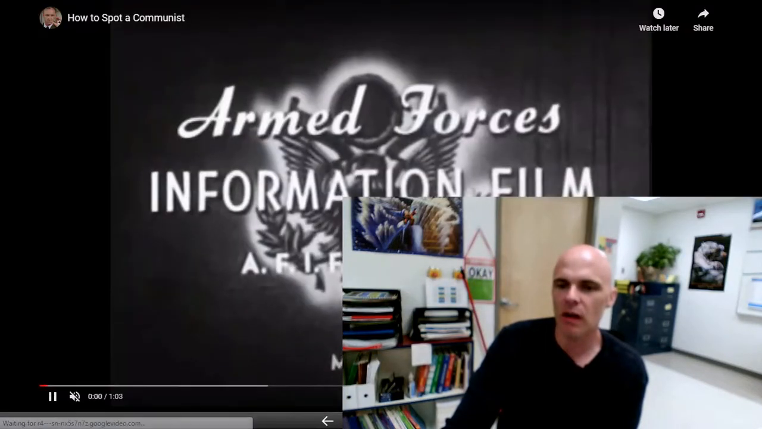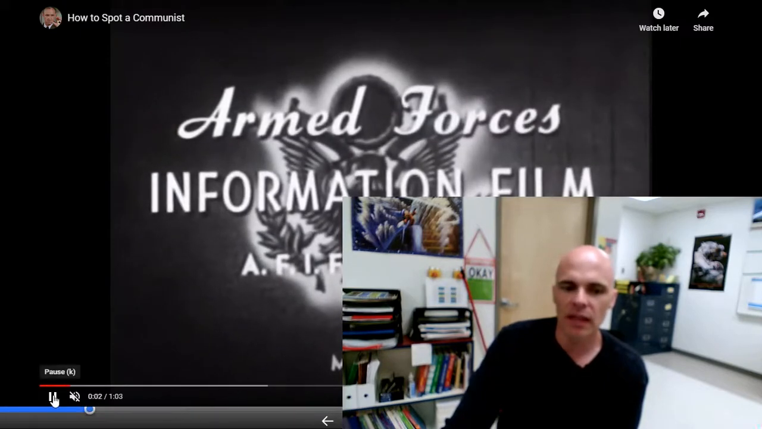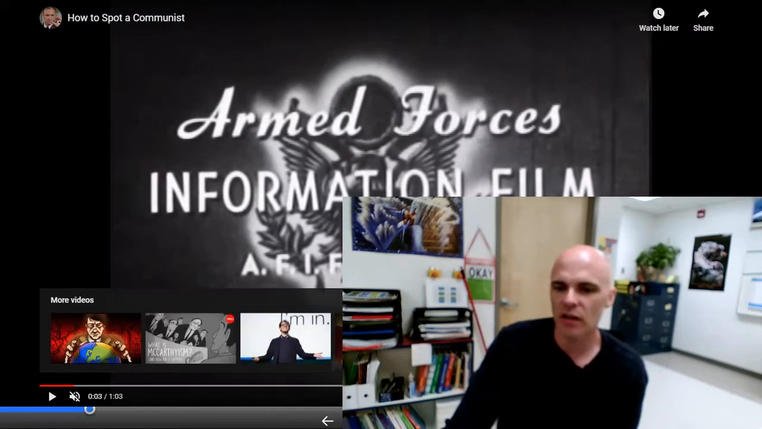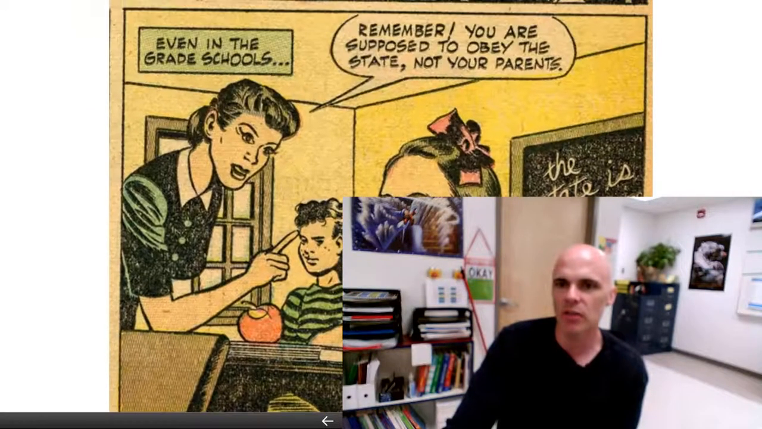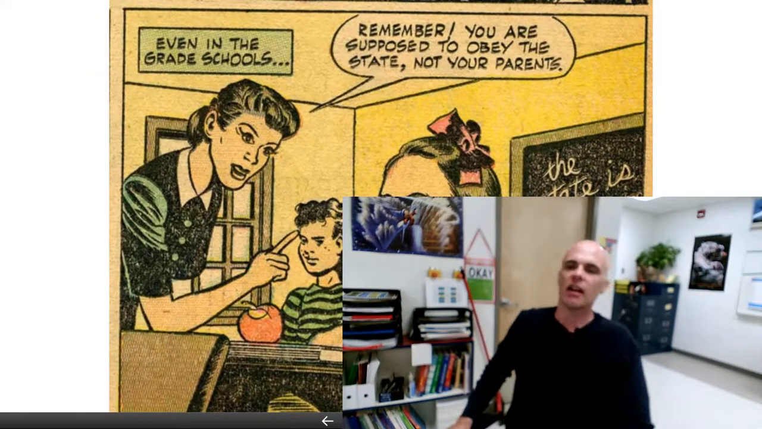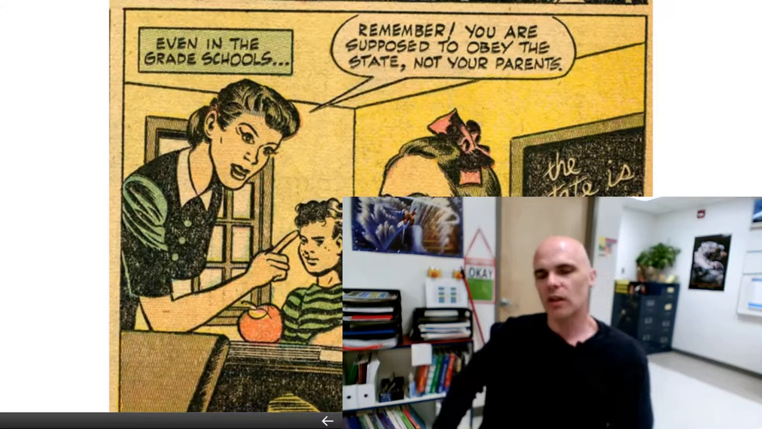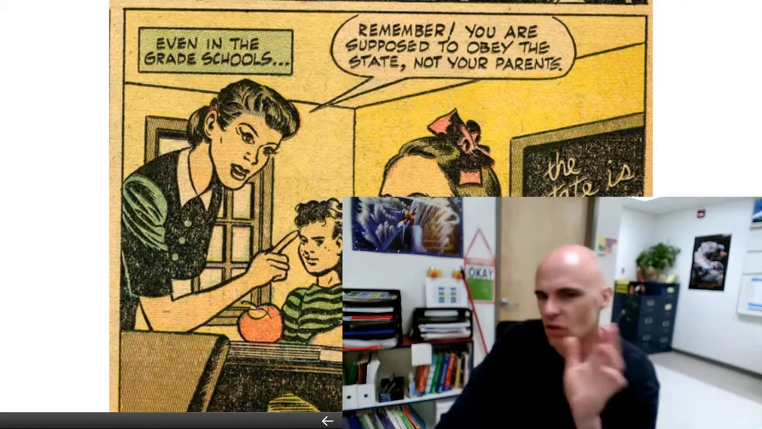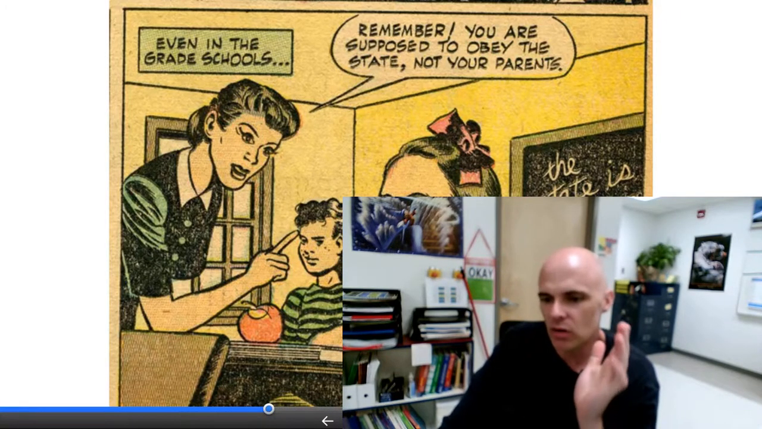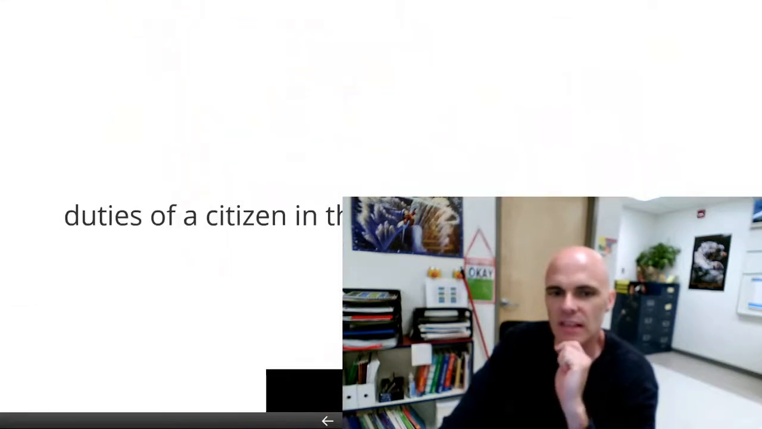How to spot a communist. So there's a video here about how to spot a communist from the government, and that kind of indoctrination is key to illiberalism. The idea that we must name them, keep a watch on those communists. Here's an ad from a comic book that is trying to target kids and say, you know what, kids, we need you to obey the state, not your parents. So if your parents are communists, you have to tell the state about it.